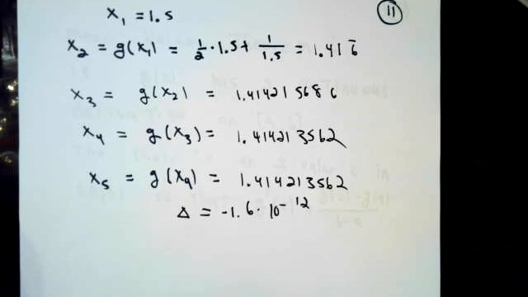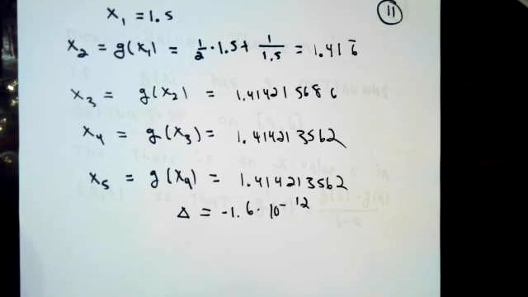Just as before, I'm going to take x1 to be 1.5, then x2 is equal to g of x1, which is 1/2 times 1.5 plus 1 over 1.5, which using my calculator worked out to be 1.41 and then an unending string of sixes. If you'll notice, this already agrees with square root of 2 to 3 significant figures. The 1.41 is correct.